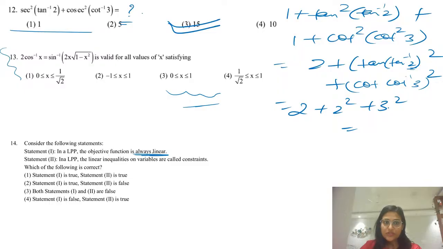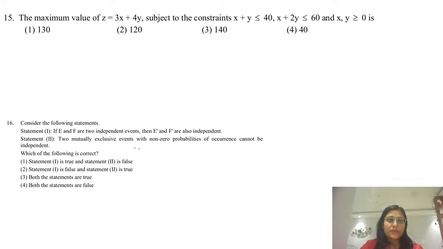In an LPP, the objective function is always linear. Yes, it's always linear. In an LPP, the linear inequalities on variables are called constraints or conditions. So the standard word is constraint. So both statements are true. Statement 1 is true. Statement 2 is true. Option 1 is the correct answer here.